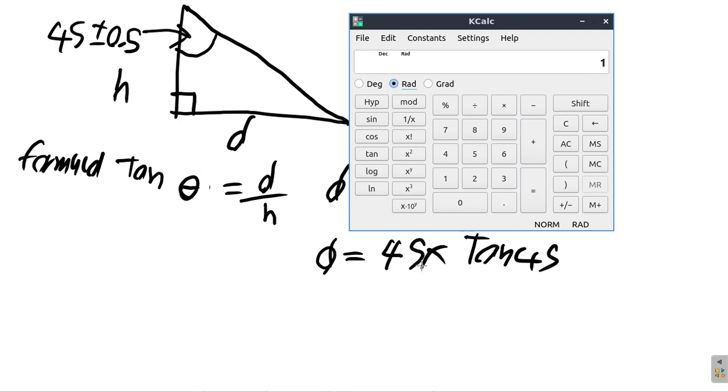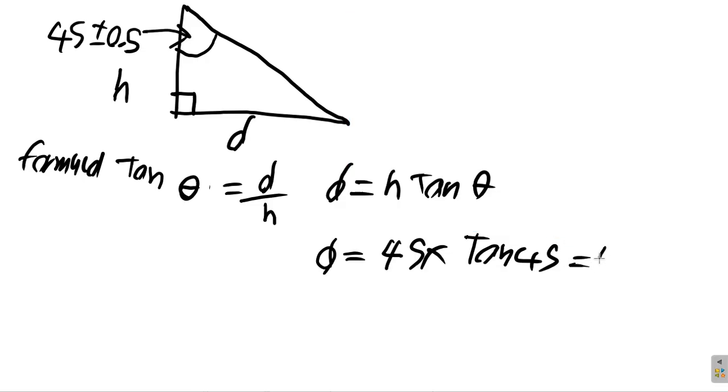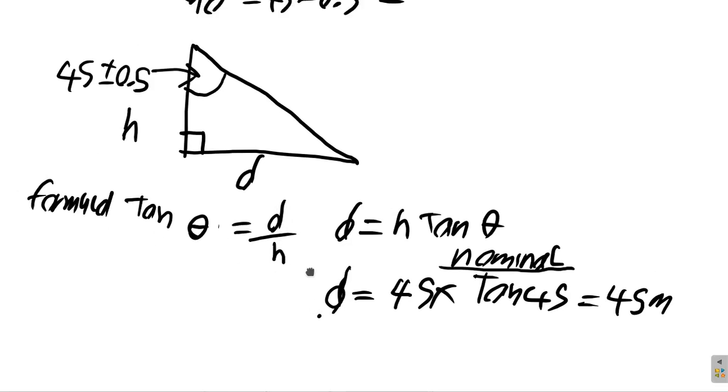So it's 45 by 1, which gives us 45 meters. That's the nominal value. It will be the average value between 45 going up by 0.5 and 45 going down by 0.5. In other words, the average value of 45 plus or minus 0.5, right?